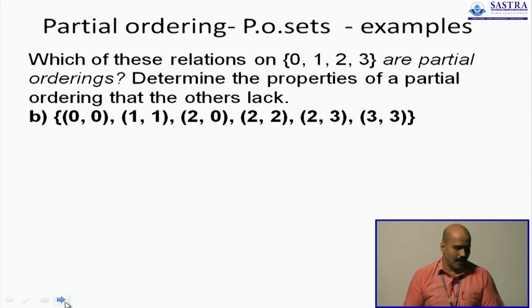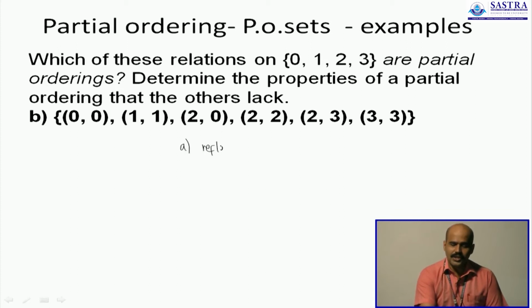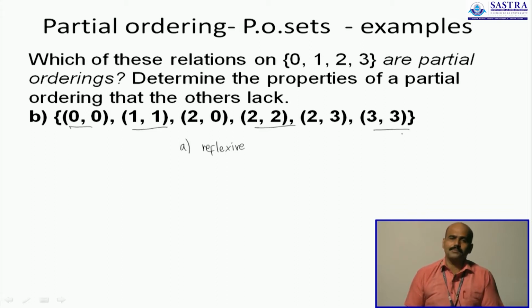Moving further, we have another relation as a collection of 6 ordered pairs: 0, 0, 1, 1, 2, 0, 2, 2, 2, 3 and 3, 3. First up, it is easy to identify that this relation is in fact reflexive. This is reflexive because we have 0, 0, 1, 1, 2, 2 and 3, 3. We have 4 pairs present before us. That is evidence enough for us to say that the relation is reflexive. Let's explore the possibility of this relation being antisymmetric.